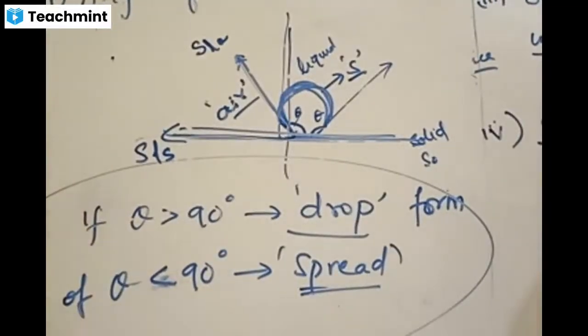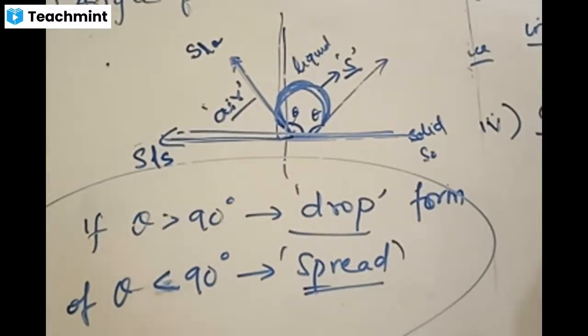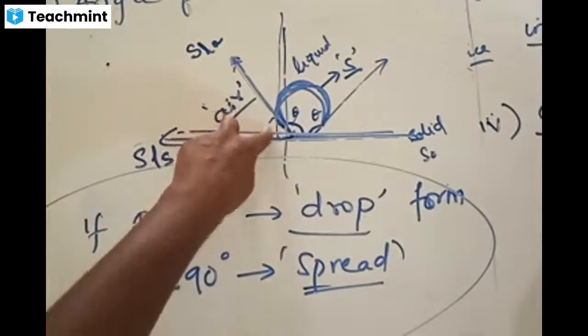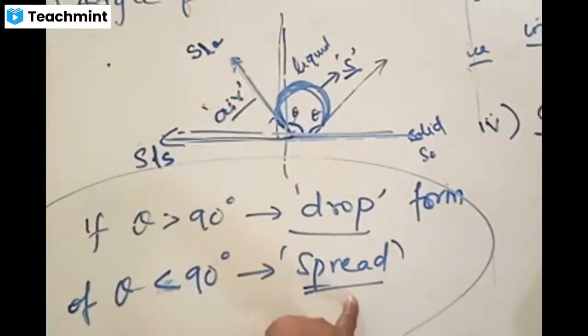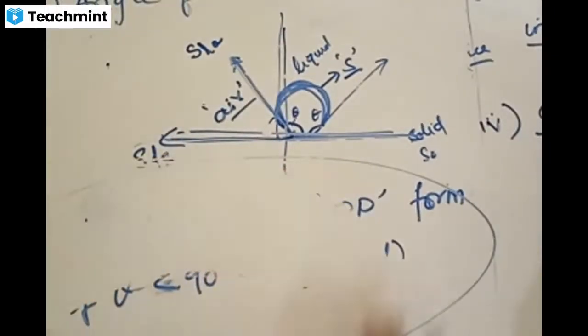Is the concept clear? Angle of contact is the angle made by the tangent drawn at the point of contact of the liquid with the solid and taken inside the liquid. That point is also important. Generally we take the other side, but not that; you have to take it inside the liquid. If the angle is less than 90, it forms a spread. If the angle is more than 90, it forms a drop. This is the outline you should know from angle of contact. That is done. Angle of contact is finished.